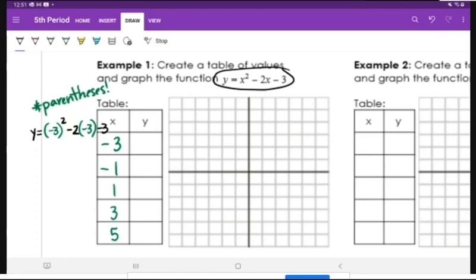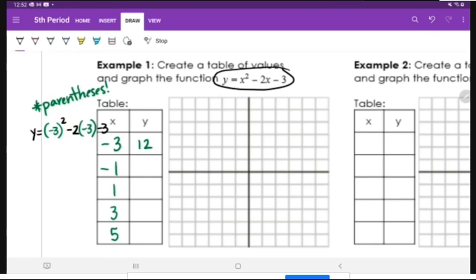All right, so when we plug in -3 as our x value, we get 12 as our y value. So our first point is (-3, 12). Well, that's not going to fit on our graph. That's going to be a little bit too high. So we're not going to be able to draw this one on our graph. Let's move on to the next point.